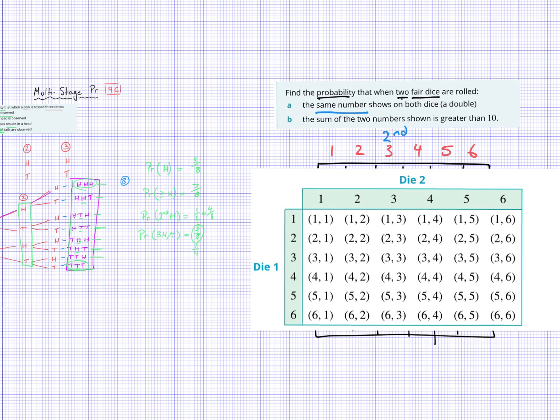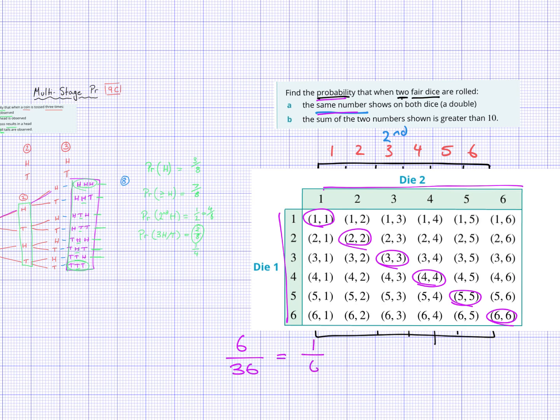So let's go through some of the questions. It says, find the chance that the same number shows on both dice. So we go through our sample space and we go, okay, so there's 1 there, there's 1 there, there's 1 there, there's 1 there, there's 1 there, and there's 1 there. So it's clearly 6 out of something. And there's 6 results down, 6 results across, so it's 6 out of 36, which can simplify down to 1 in 6. All right, so there's a 1 in 6 chance that we roll a double.